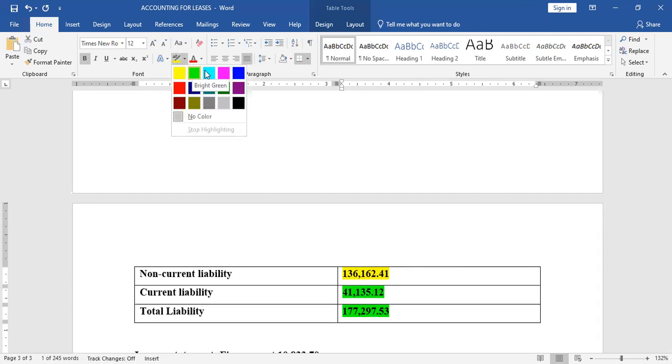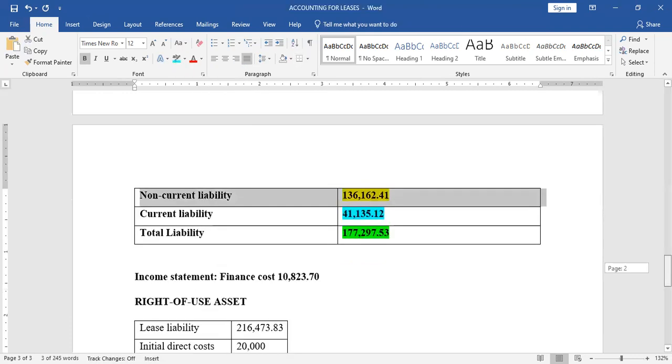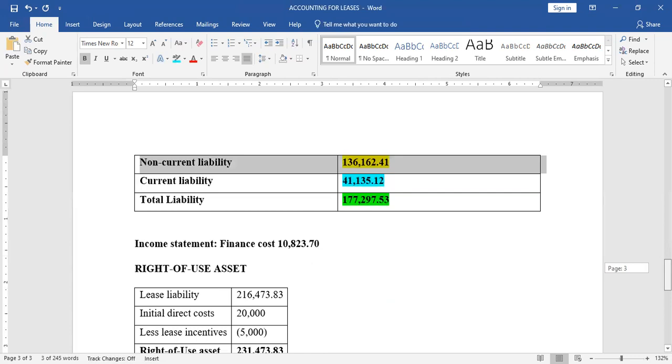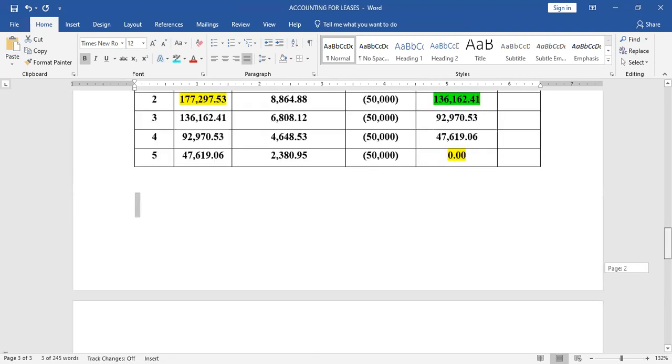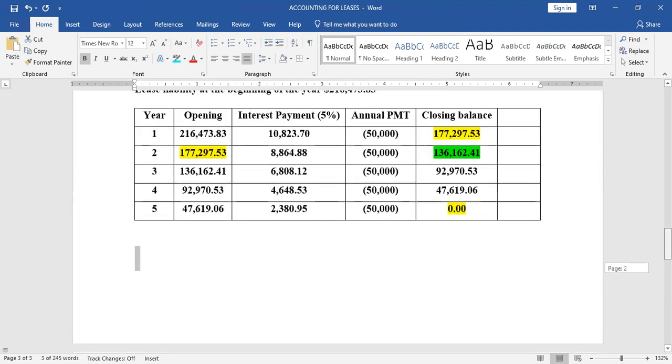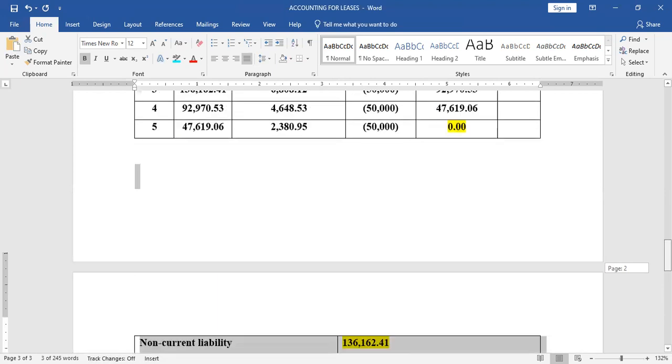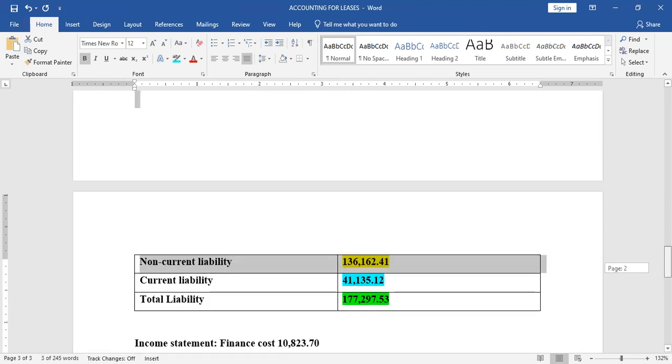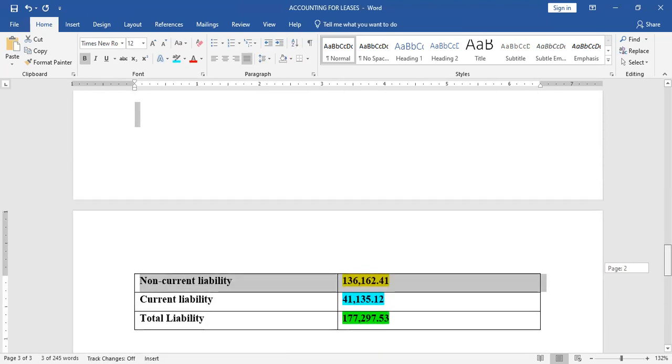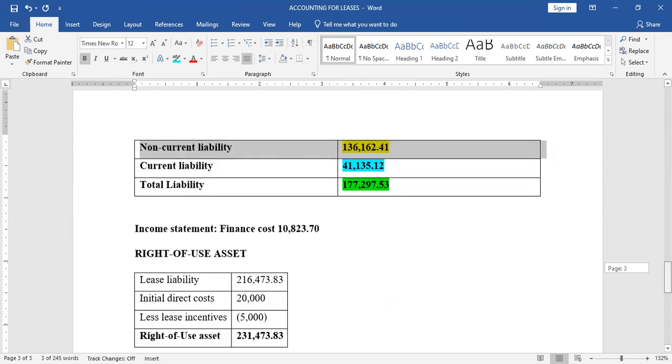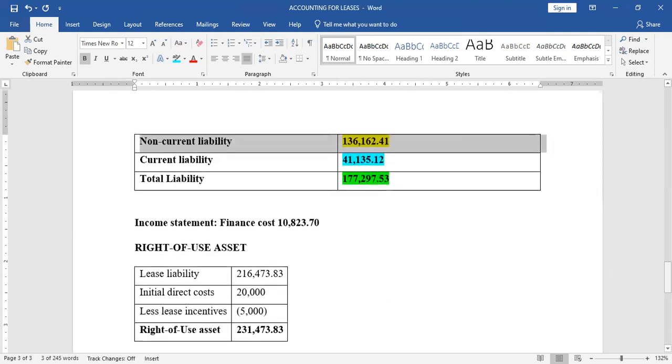So ideally, what I'm trying to explain is that the total liability is 177. And then if we pick the closing balance for year 2, that becomes the non-current liability. And then we need to less from the 177 to identify the current liability. That's how it shall be extracted, recorded or accounted for in the statement of financial position.